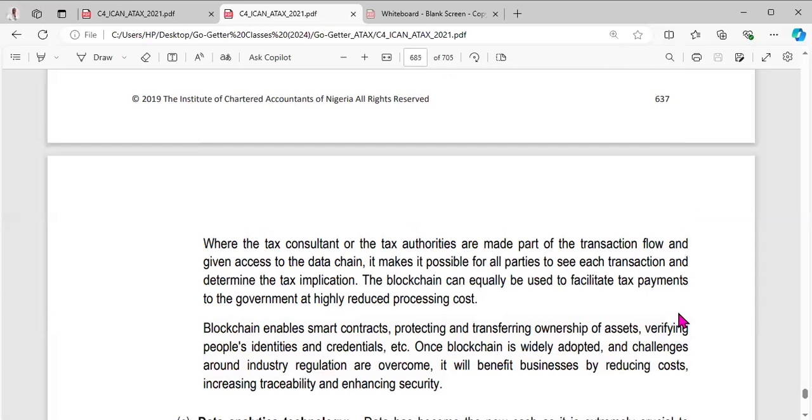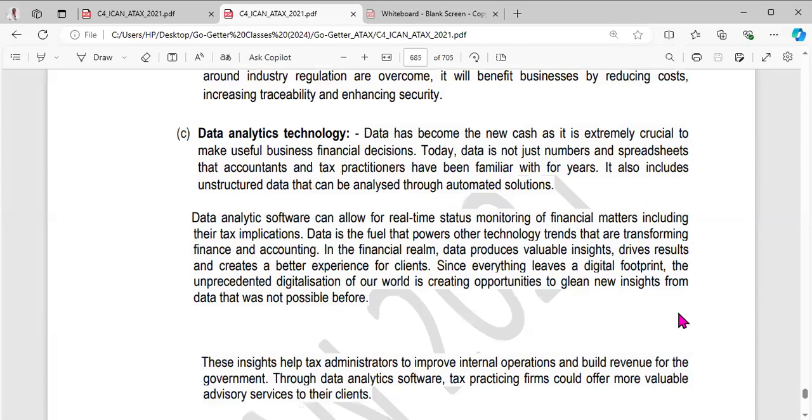Now they said data is now the new coin, the new cash, and it's crucial to use data because without data, business decisions cannot be made. Data is not just numbers and spreadsheets that accountants and tax practitioners have been familiar with for years. It now includes unstructured data. Unstructured data are not data that you can put in rows and columns. These are clustered data. These are data that are unsupervised.